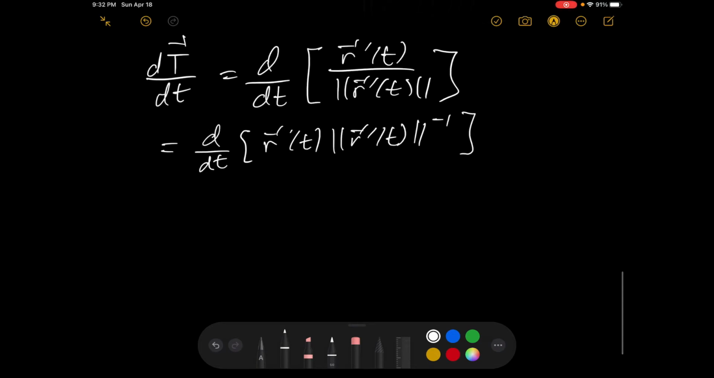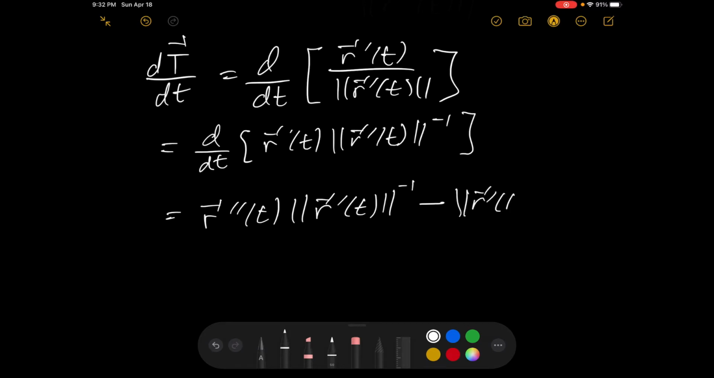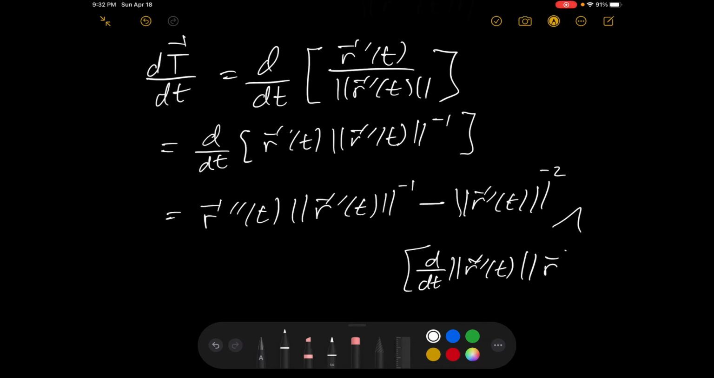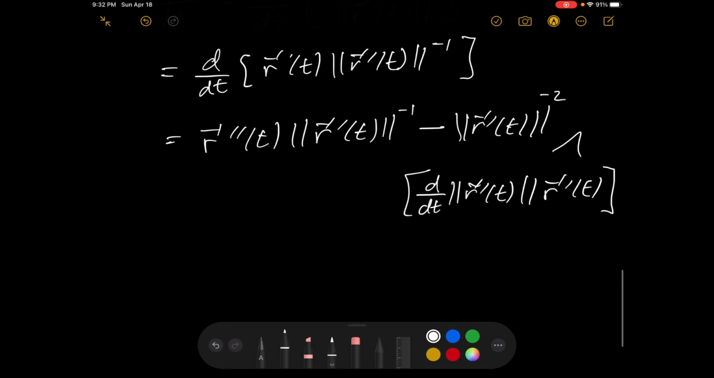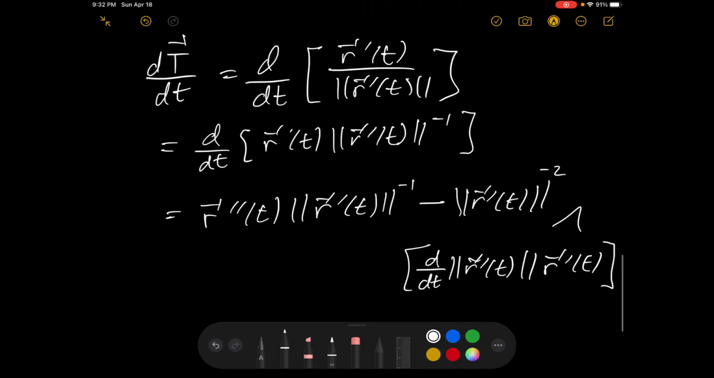If we use the product rule, we get r double prime of t times the speed to the power of -1 minus, because you need the power rule, r prime of t times the speed to the -2. But then by using the chain rule, we have to multiply by the derivative of speed. And then, of course, we need to include r prime of t. Great. Just keep in mind that we were taking the derivative of the unit tangent vector.